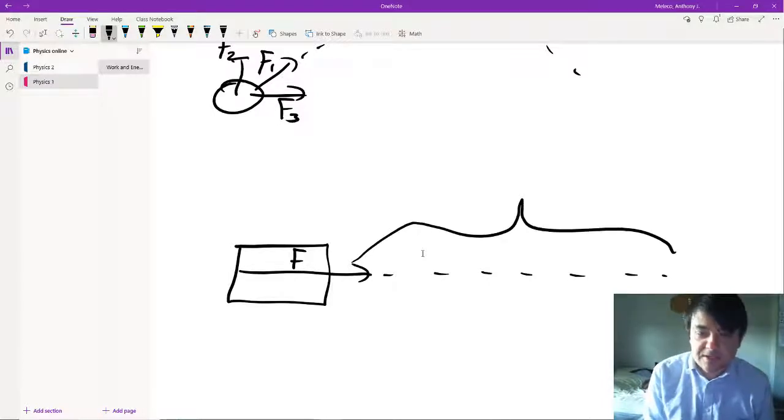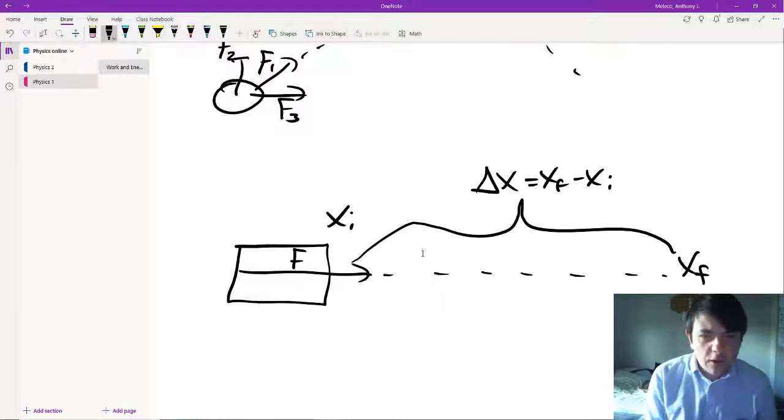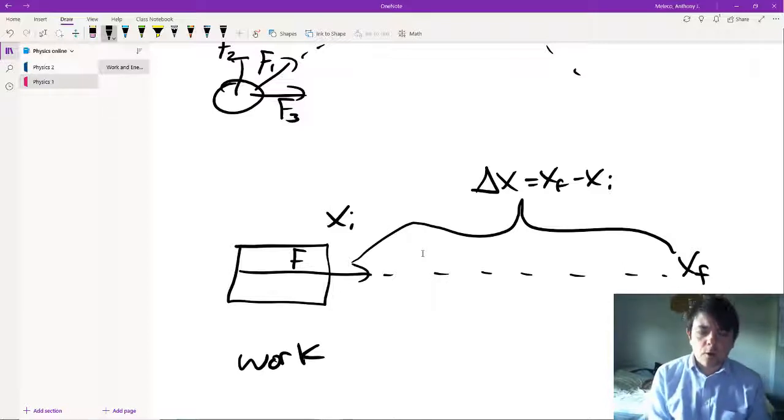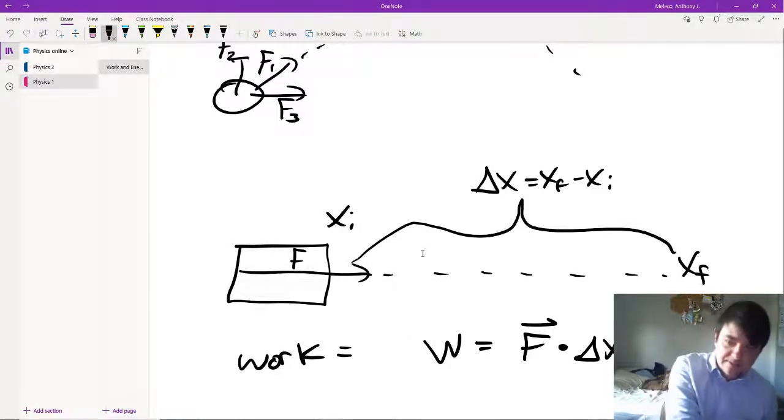If you remember, displacement is the net change in position. You go from the final position minus the initial position, so we just call that delta x. And we call this a new term: we actually call this the work. The equation ends up being this: work is the force, and it's the dot product into the displacement.